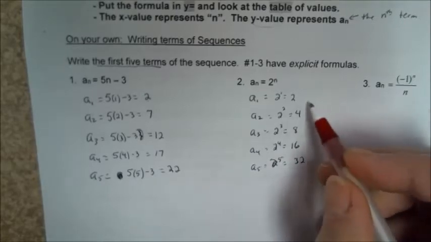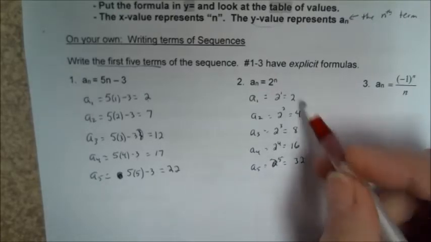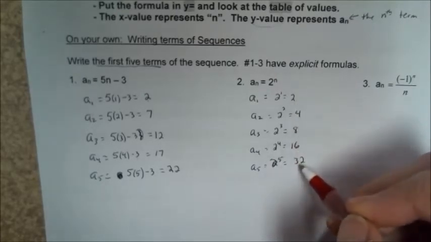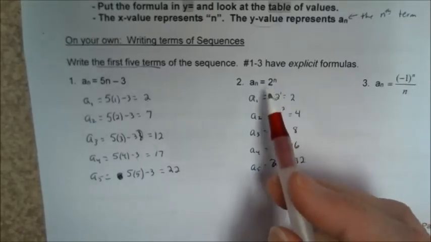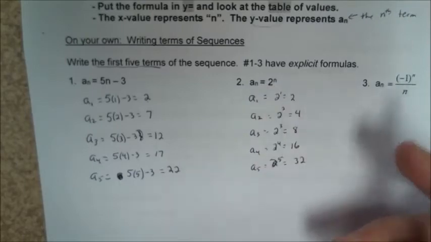So you can kind of see this pattern: 2, 4, 8, 16, 32. It keeps getting doubled and doubled, or 2 to the nth power. So if we want to write the 100th term, we can do 2 to the 100.